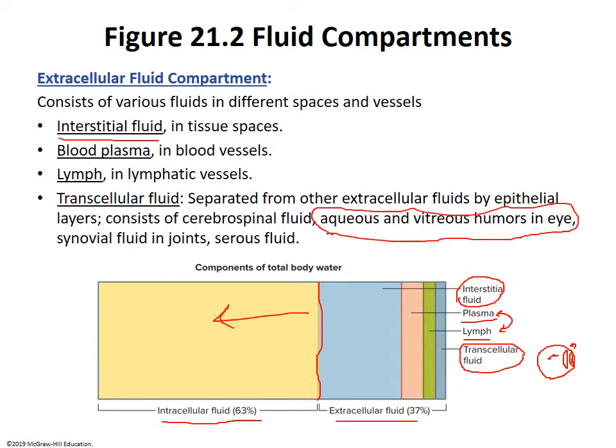CSF, cerebrospinal fluid, the serous fluid that is in the joint, or the synovial fluid that's in the joints, the serous fluid that's between the parietal and visceral membranes. Transcellular just simply means the fluid that's in different compartments. And as you can see, the interstitial fluid, the fluid of the tissues, is the largest section of this.